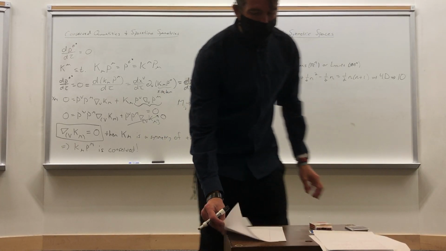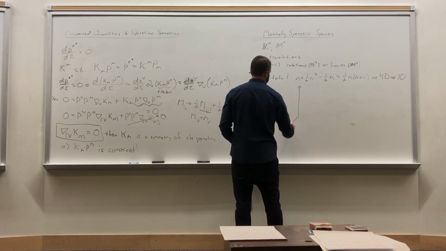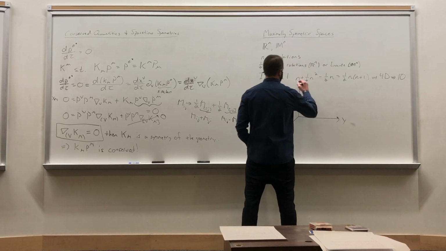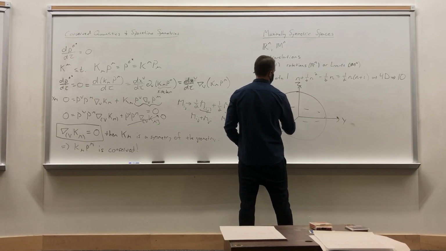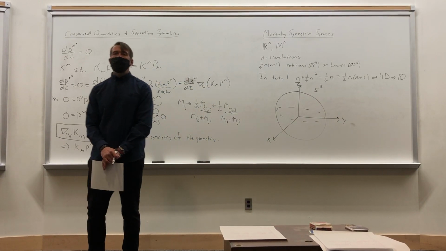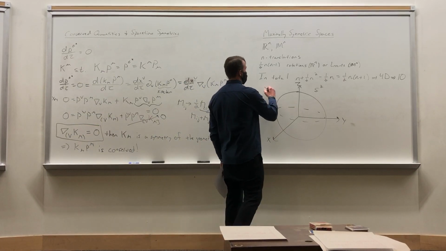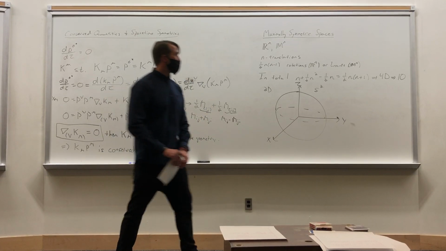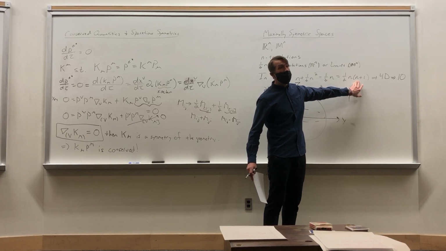Let me give you an example. Consider the surface of the sphere. How many dimensions does this space have? This is a two-dimensional space. What's the maximum number of symmetries that you can have in this space? 3. Okay?